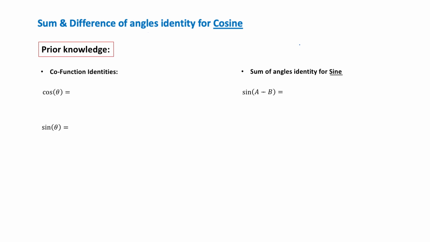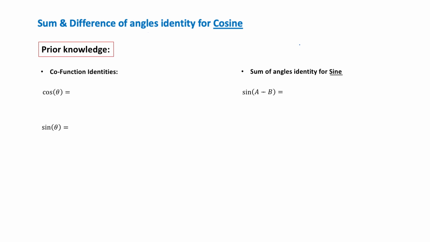In this lesson, we are going to derive the identities for the cosine of the sum and difference of two angles. We're going to go behind the scenes of these identities and we'll see how they come alive. Before we do that, we're going to make some assumptions when it comes to background knowledge. We will assume that you already know about the cofunction identities for cosine theta, sine theta, and that you already know the identity for the sine of A minus B.